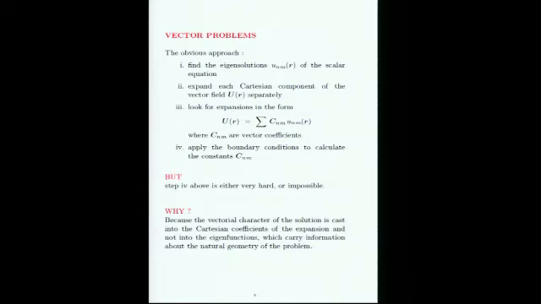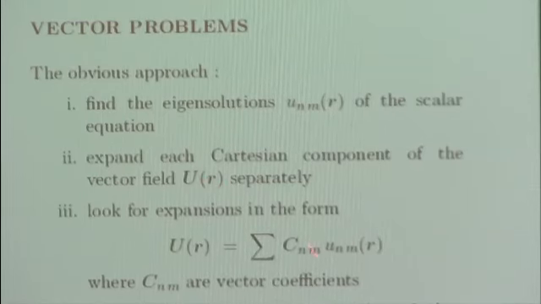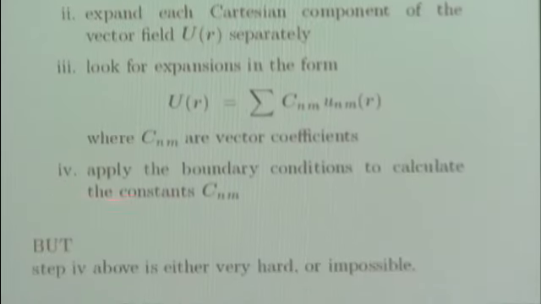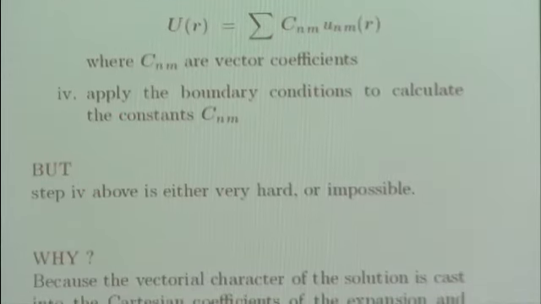Okay, now, what we usually do with vector problems, we find the eigenvalues of the scalar problem, and then we expand its Cartesian components of the vector problem, and we get an expansion of this form where the coefficients are vectors. And then we try to apply boundary conditions, which is either very hard or impossible to do.